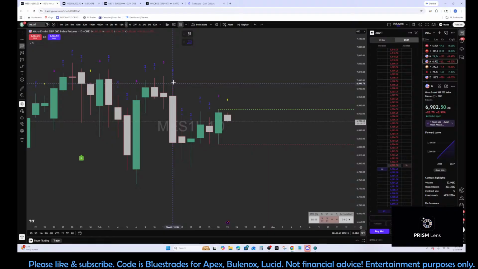What I do, now this was not part of the strat, but this is just something I do. I take the fib and I draw the fib on the mother bar, because that's going to give me an optimal entry.